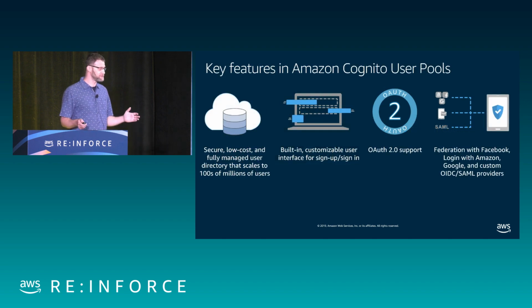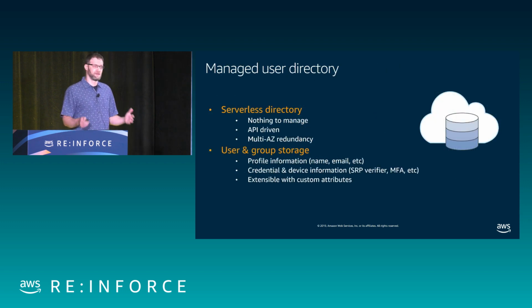Some of the key features quickly of Amazon Cognito user pools. It's a serverless directory. You don't need to manage servers. It's API driven. Every access to Amazon Cognito is through IAM, and it's multi-AZ. It has another feature called groups, and it's going to be important for our demo.